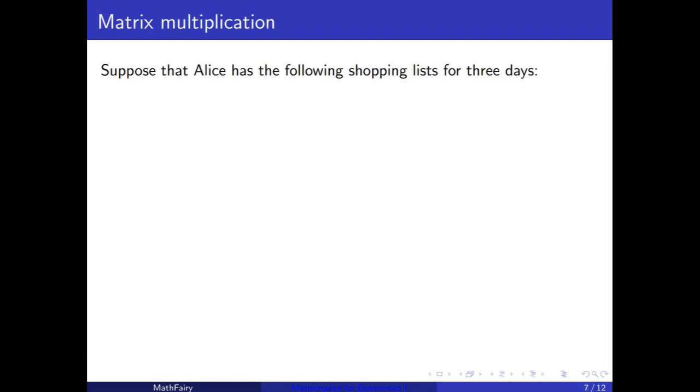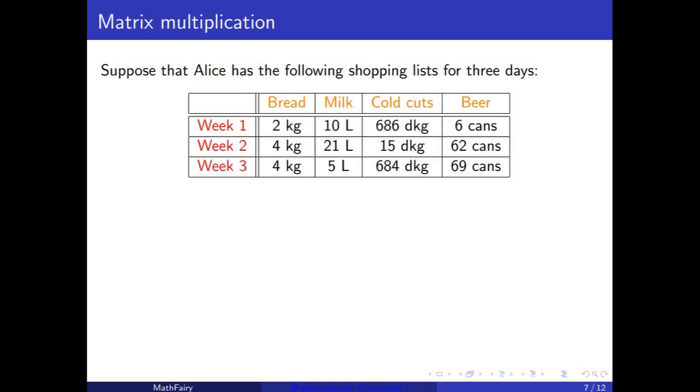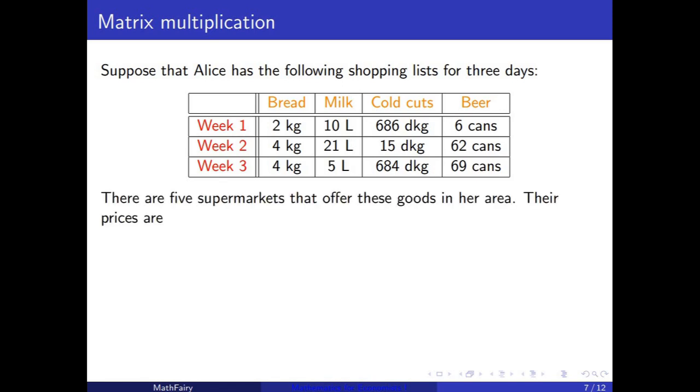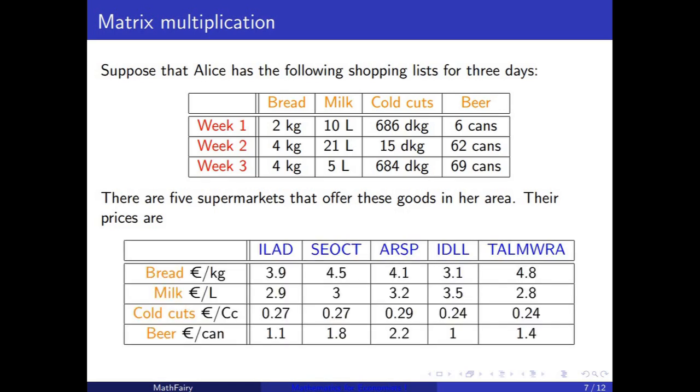Now let's return to Alice, who now has to manage 3 weeks of shopping. For each week we have different amounts of bread, milk, cold cuts and beer to buy. And moreover, she has 5 supermarkets in her area that she could choose from with different prices for each of these products.